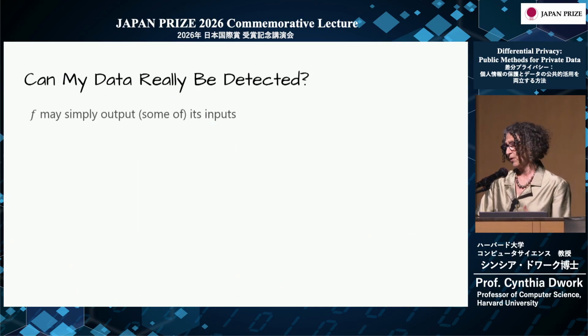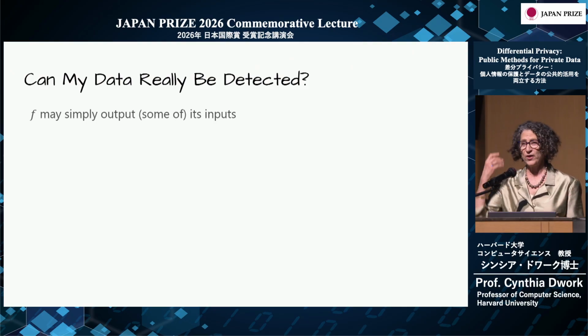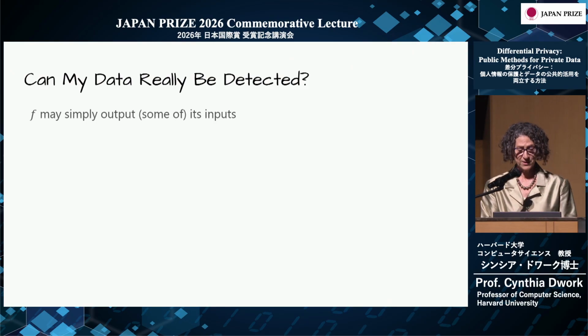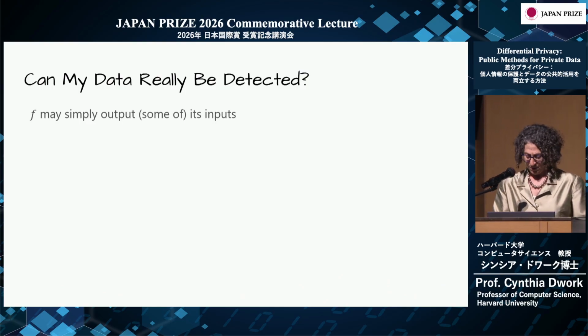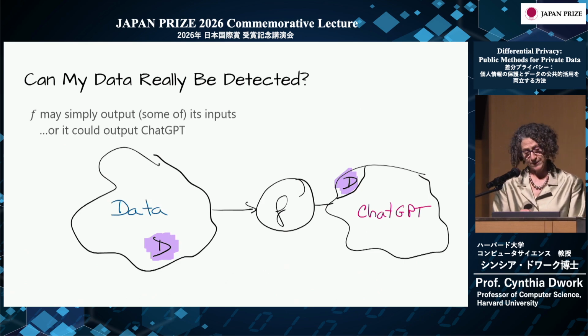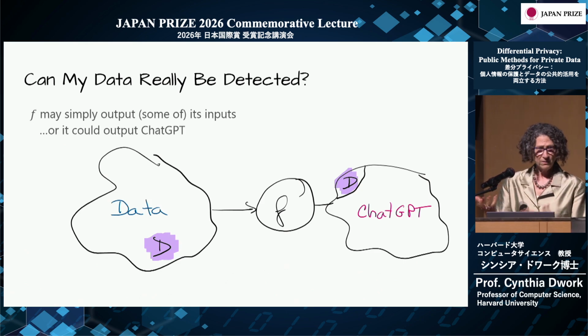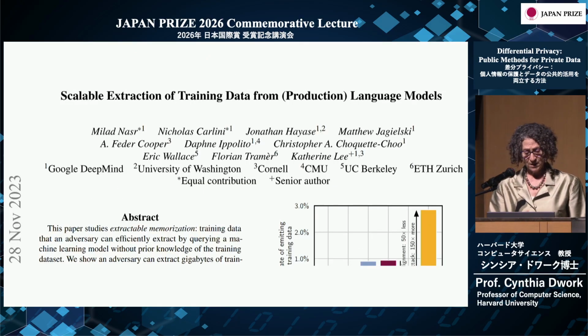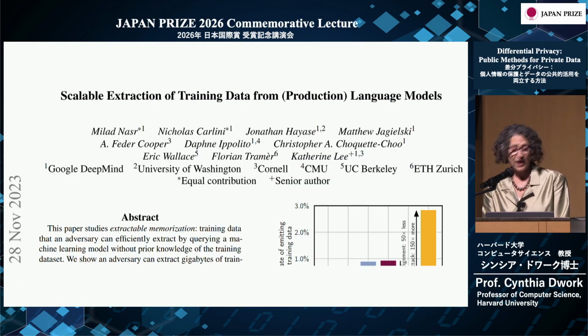So I was very vague about what this function or program F did, and one of the things that F could do is simply output some of the data that it took in as input. But in a more interesting way, maybe it outputs ChatGPT. Well, does ChatGPT actually produce some of its training data? It turns out that yes, this happens.